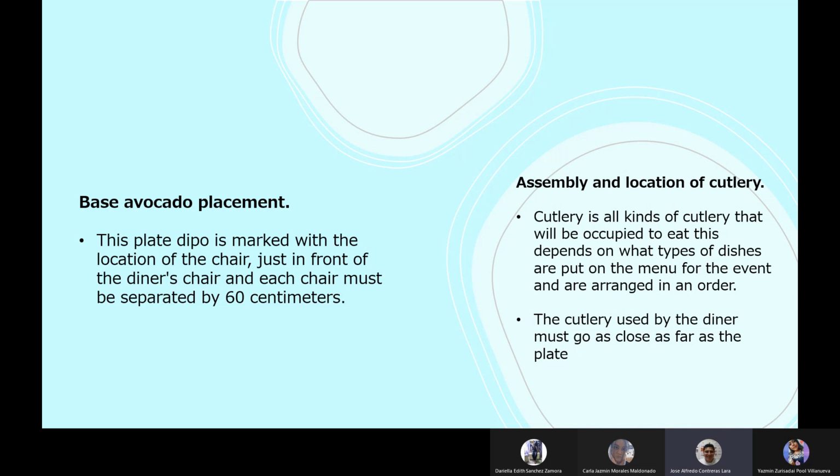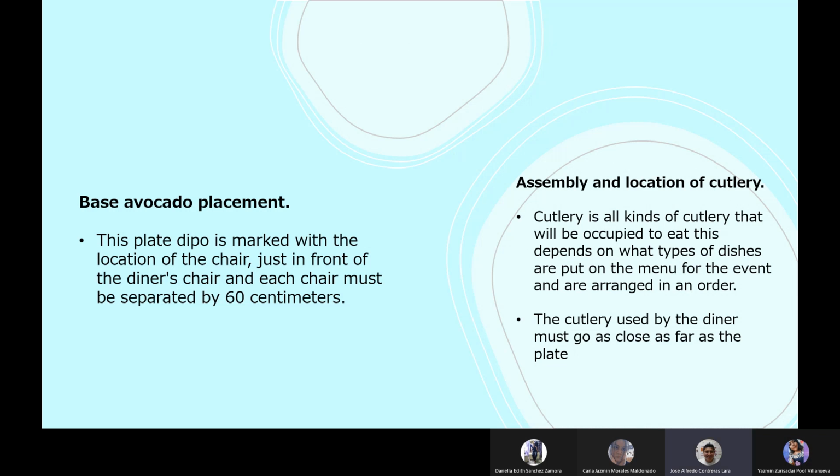The base plate placement is marked with the location of the chair. It goes in front of the diner's chair and each chair must be separated by 60 centimeters.